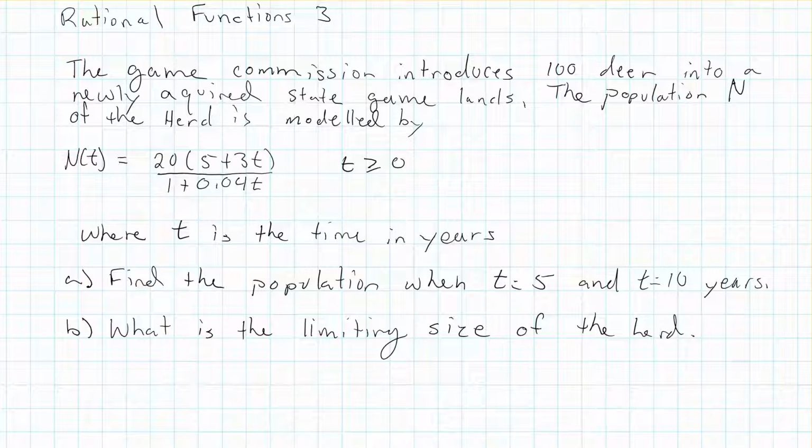So the first one is just some arithmetic plug and chug, because it's asking us for the population when T is 5 and T is 10 years. The second question is a little bit more involved, because it starts talking about the actual meaning of these horizontal asymptotes.